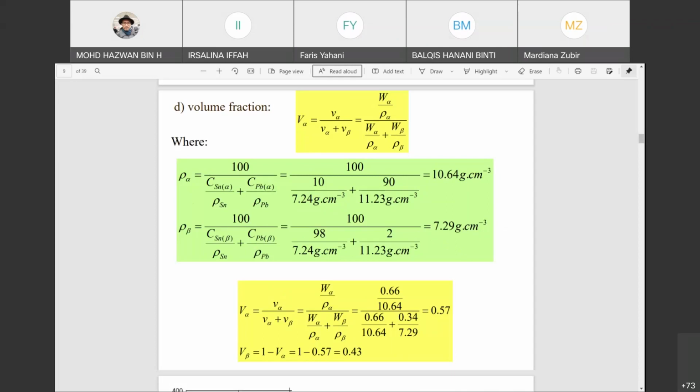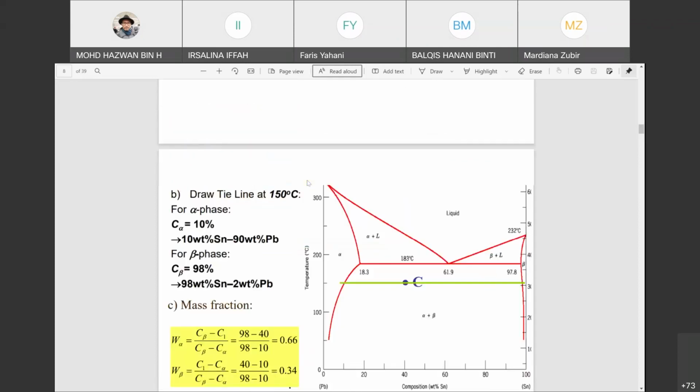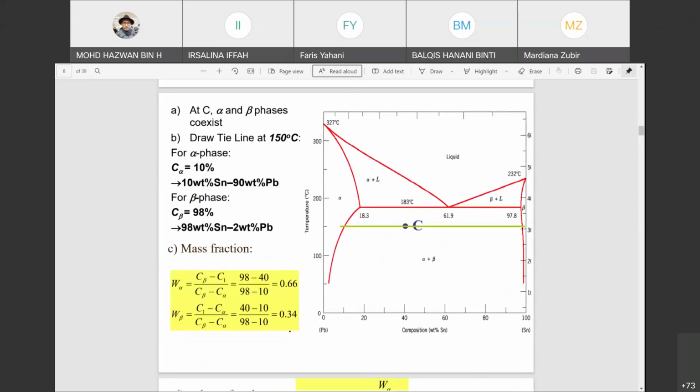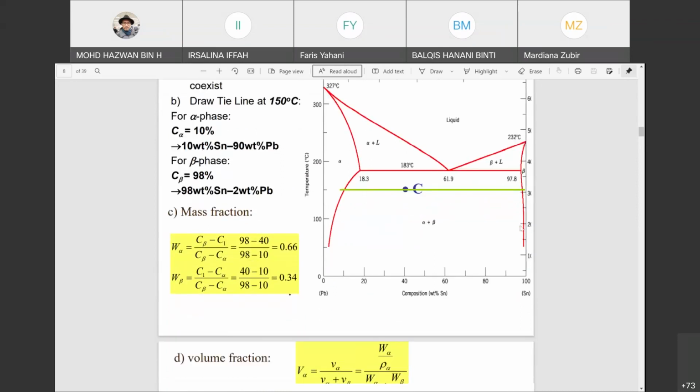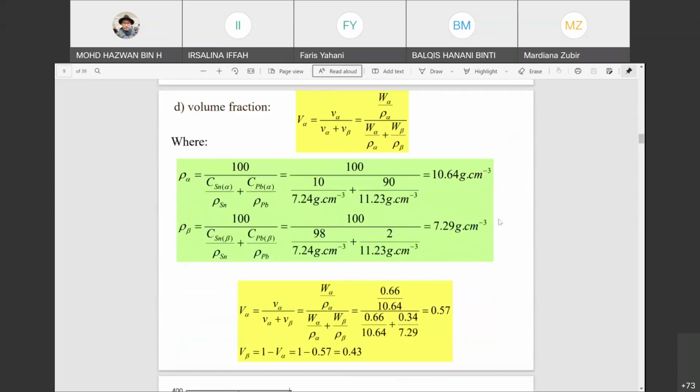Over here, from the phase diagram, okay, sorry. On the phase diagram, we get the composition of alpha is equal to 10% and also 98%. So these two values you need to remember to put over here. For alpha, you put 10. Another one is 98. The remaining will be the subtracted value, okay, 90 and also 2. So the division must also be correct.